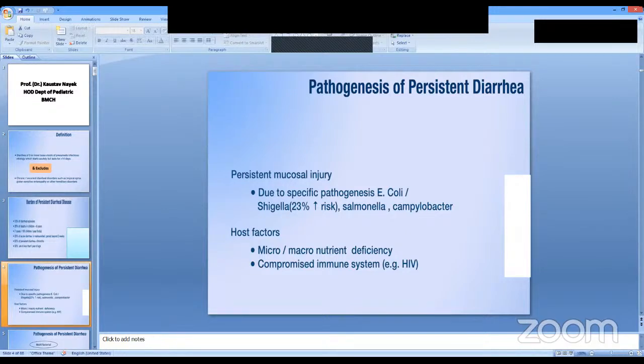A few figures regarding the burden of persistent diarrhea. 10% of diarrheal episodes become persistent, that means they persist beyond 14 days. 35% of deaths in children less than 5 years of age. 7 cases per 100 children per year is the incidence, and 20% of acute diarrhea in malnourished children persists beyond 2 weeks. And we know very well that diarrhea and malnutrition run in a vicious cycle.